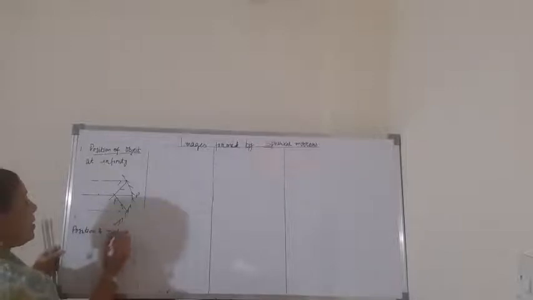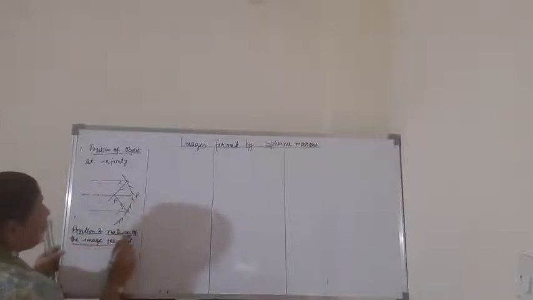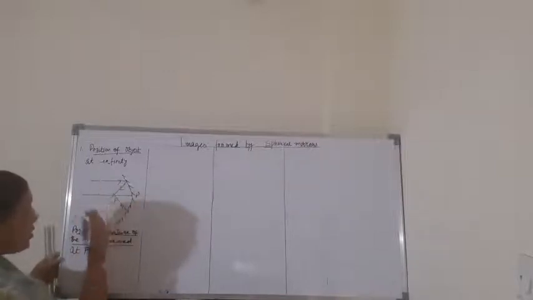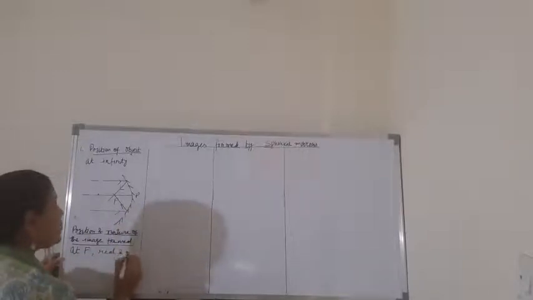What will be the position and nature of the image formed? What will be the position? At F, at principal focus. What will be the nature? Before the mirror, in front of the mirror. So it's real. Because it is real, it has to be inverted.